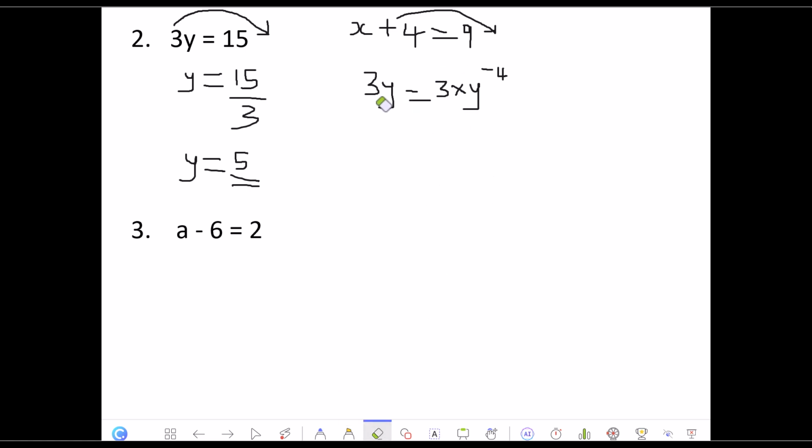Very important. In multiplication, it will turn to division on the other side. In addition or in subtraction, it will turn to subtraction and addition on the other side. And that is why I have number 3. Let's look at number 3.